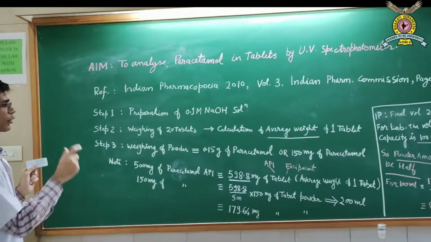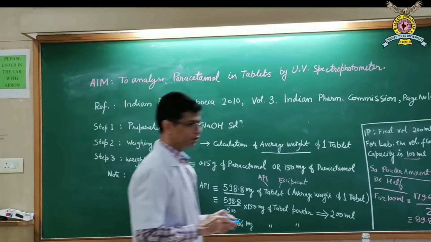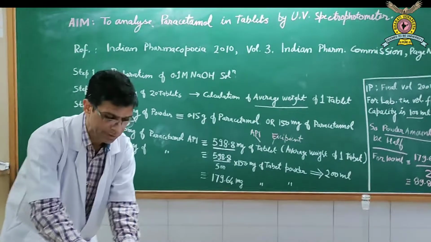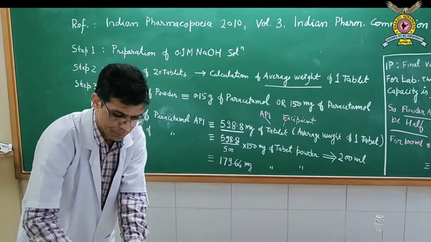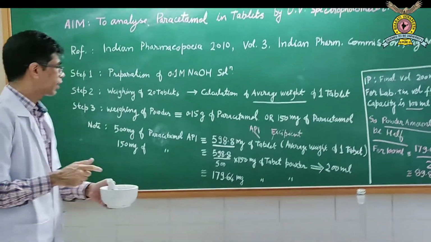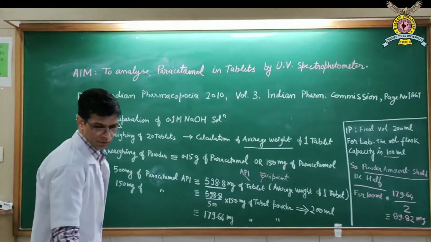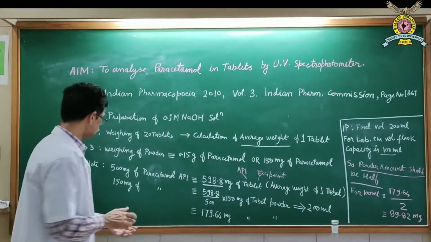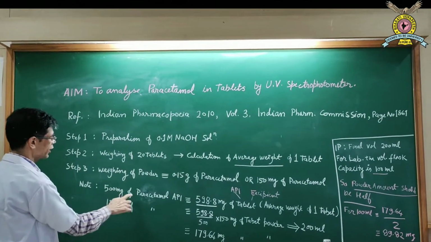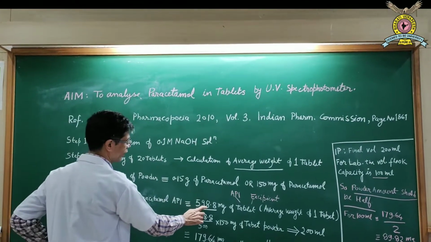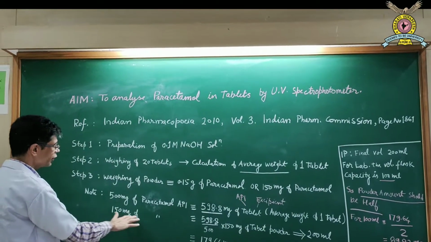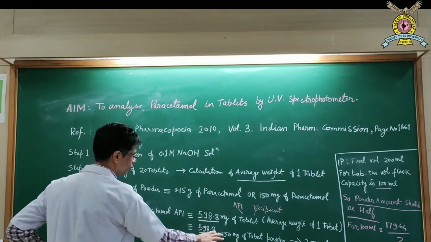So now we can calculate the weight of the powder. We have to take 20 tablets. I have kept 20 tablets here and triturate them. After the trituration, how much weight of the powder should be taken can be calculated using this relationship: 500 mg of paracetamol is equivalent to 598 mg of tablet powder. So 150 mg of paracetamol can be calculated by this formula.